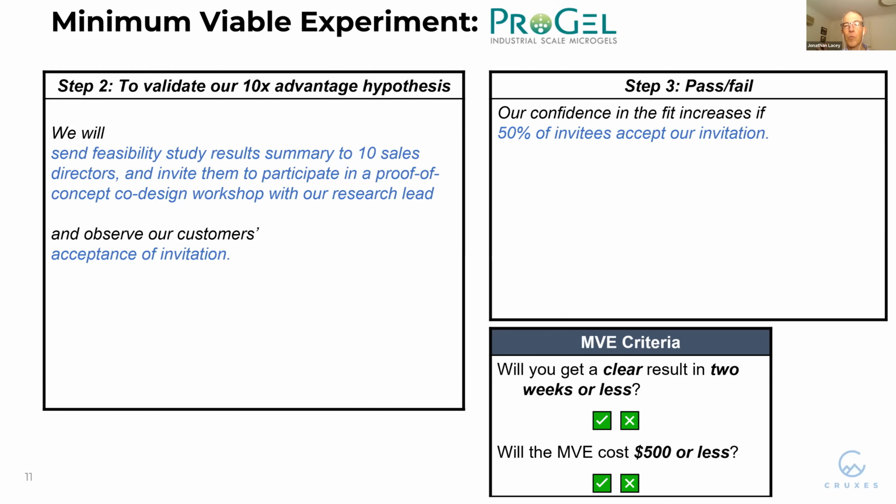They decided that they would be confident that they had a fit, that they'd actually understood the problem correctly, and that their solution was uniquely valuable in solving it if more than 50% of the 10 people they invited actually came to the workshop. This is clearly something that was doable in less than a couple of weeks and was not going to cost them very much money. So really nice example here of a gold standard minimum viable experiment.